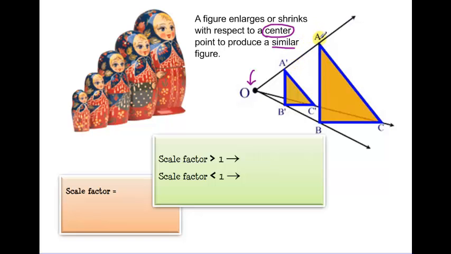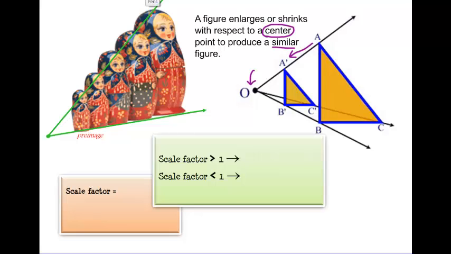Notice on this one that my point A and my point A prime in the image are being drawn closer to the center point, and what that means is that my figure is getting smaller as it comes closer to the center. Just the opposite is true on these nesting dolls. If we look at the small one as our pre-image or our original, everything is getting larger as we move away from that center point, kind of radiating out. So they get bigger when they move away from the center point.